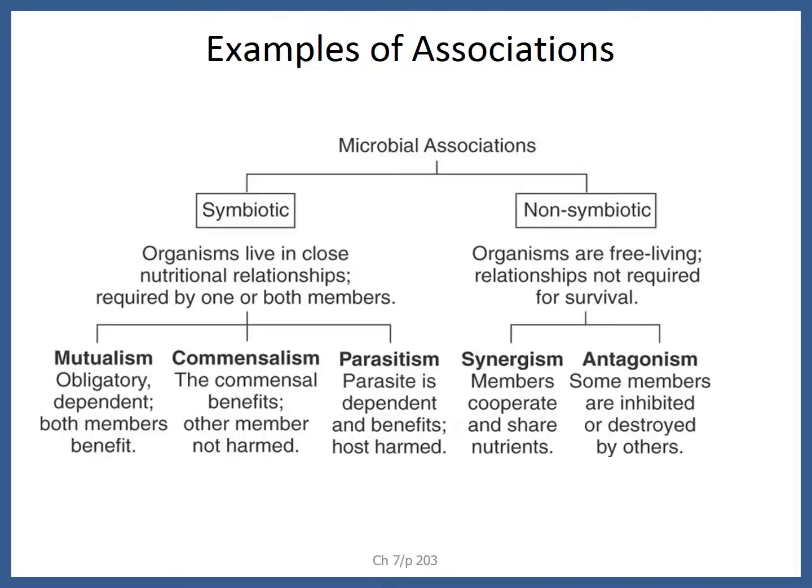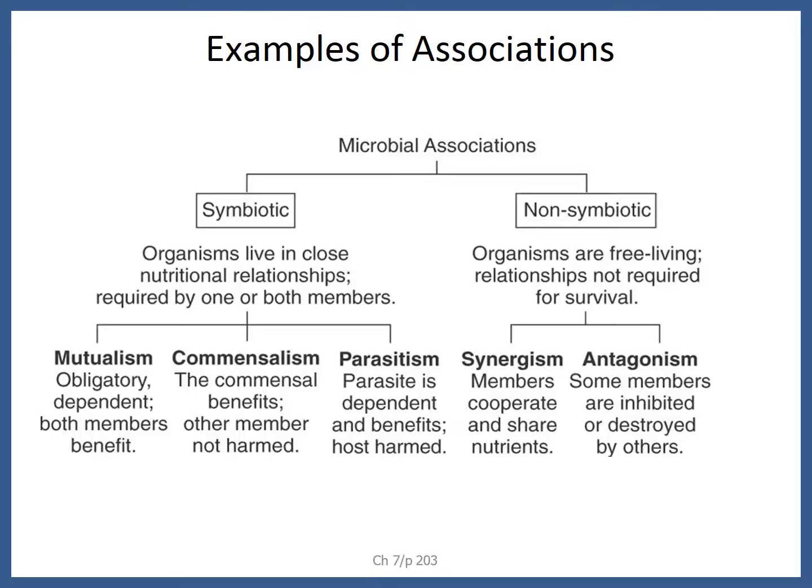But what I want you to know about these terms is thinking about the benefits. So think about a plus minus and plus plus. So for example, mutualism would be plus plus for the organisms involved. Commensalism would be plus for one and a neutral for the other. And in parasitism, one is benefiting as a plus, but the other is being harmed, so it would be a plus minus.